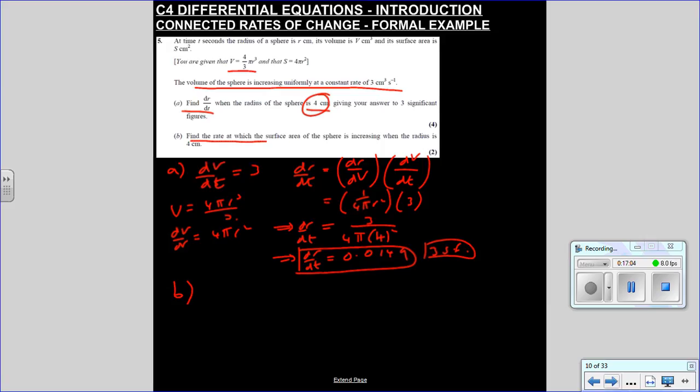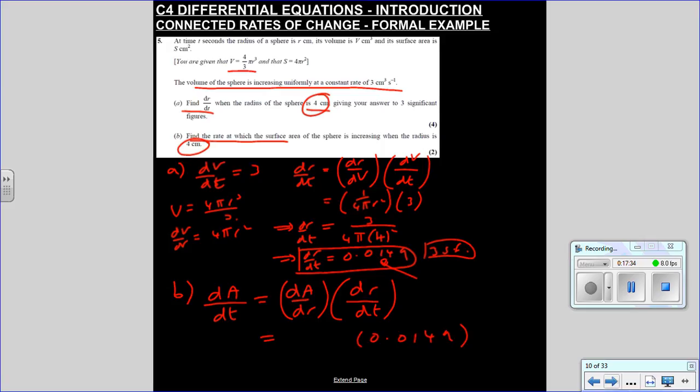So again, find the rate, the surface area. So I need to find the rate of the surface area over time, don't I? So let's think about that. dA by dt, again, chain rule. This is what we want. And notice that it's still when the radius is 4. So this time our variable must be dr, mustn't it? So dr by dt, we already know, is this at 4, so 0.0149, that's that.